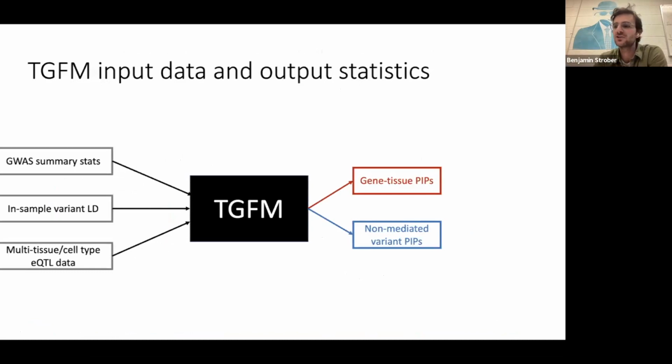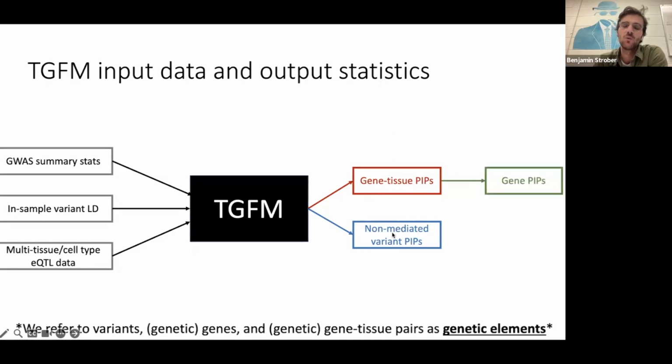Okay, so that was the technical details of our methods. And if that went over your head, this is kind of the short summary of what TGFM does. It takes this input: GWAS summary statistics, in-sample variant LD, so correlations between all the SNPs, and multi-tissue, multi-cell-type eQTL data. And what it's going to output is a PIP, or a posterior inclusion probability, for each gene tissue pair, and a PIP for each non-mediated variant. In addition to this, once we have the PIPs for each gene tissue pair, we can aggregate or collapse them into gene level PIPs as well. So we have these three different versions of PIPs, one for gene tissue pairs, one for genes, and one for non-mediated variants.